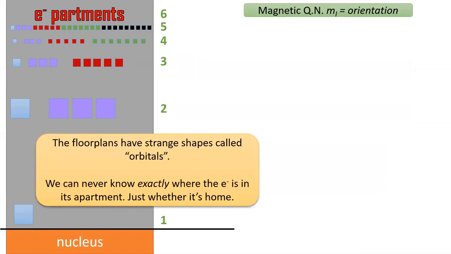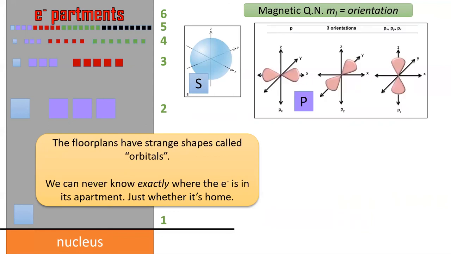So, what do these floor plans look like? They have some very strange shapes, depending on the third quantum number, the magnetic quantum number m sub l. Each of these is commonly referred to as an orbital. The s orbital looks like a sphere, which is simple enough. An electron in an s apartment is very likely to be found somewhere within that sphere.